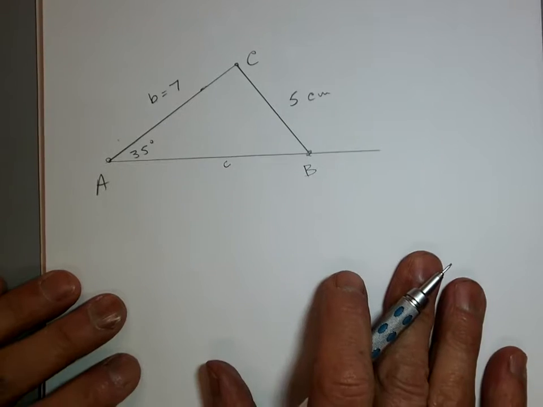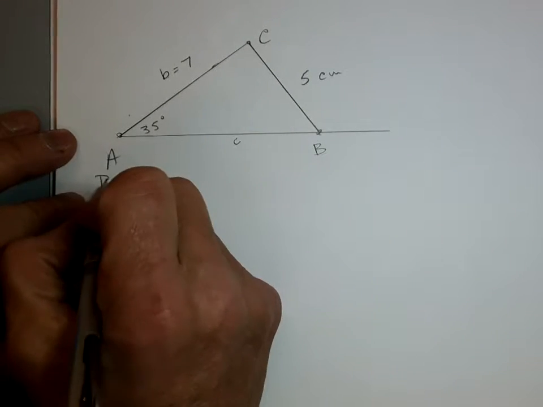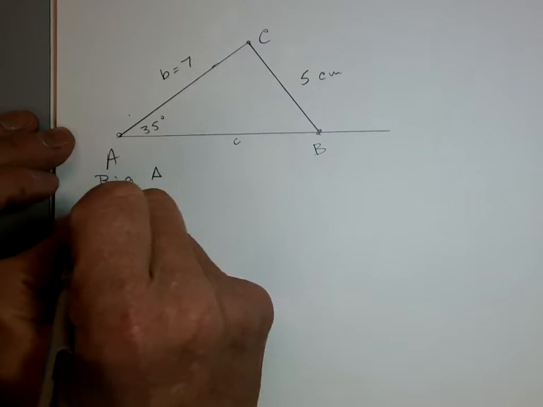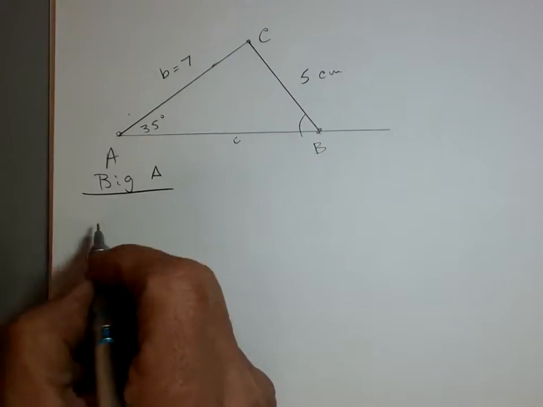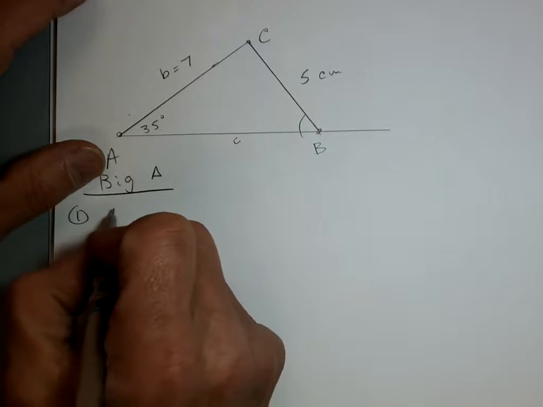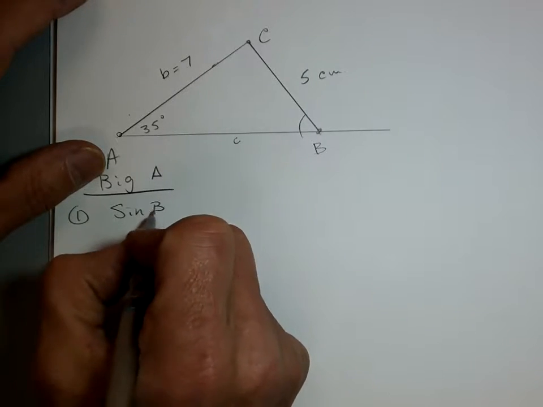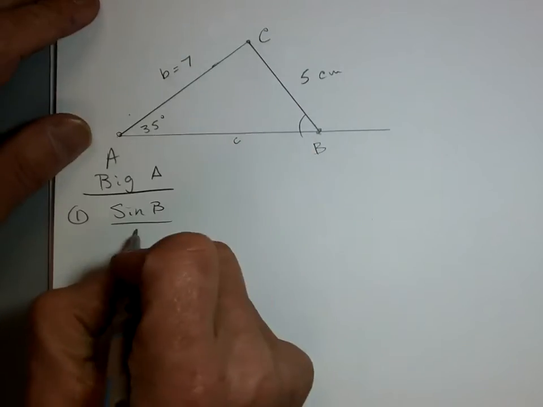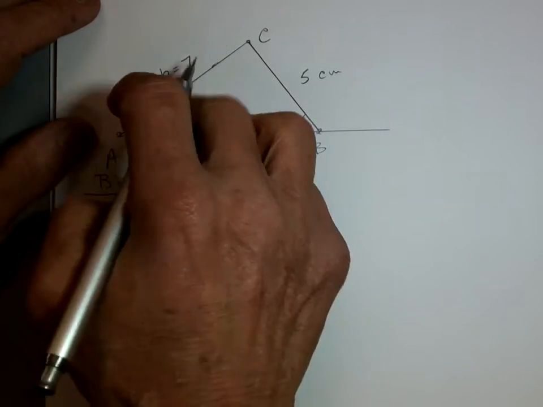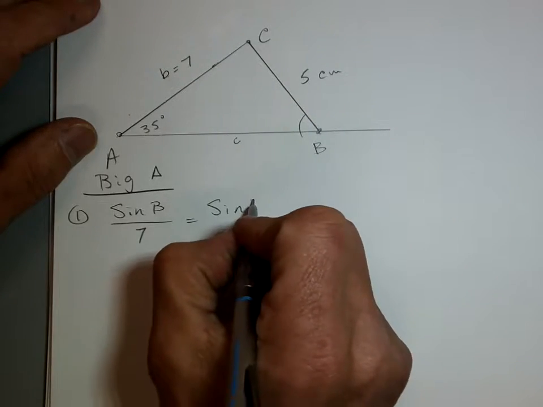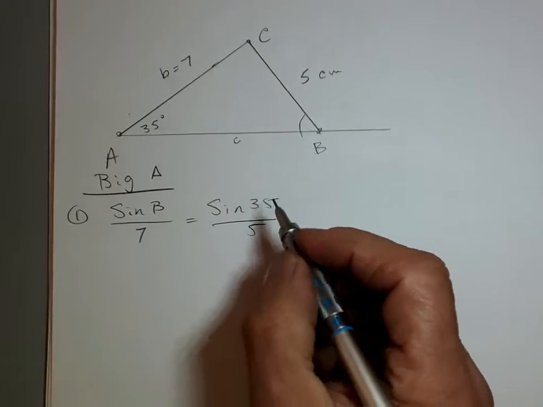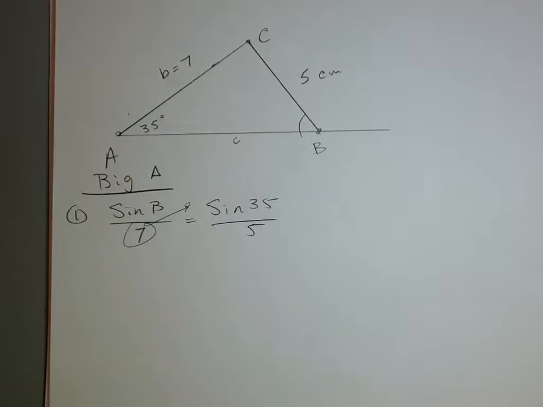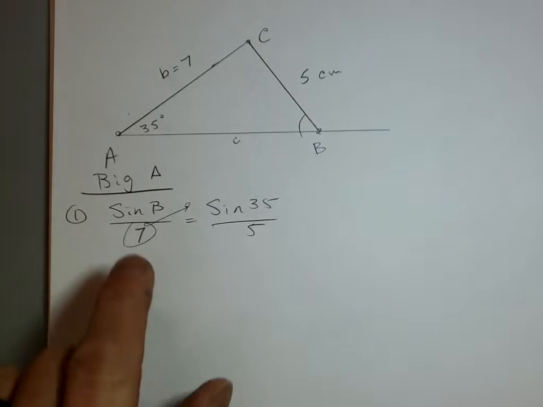Alright, step by step. So, big triangle. First thing, let's find angle B. So we'll go sine of B over its opposite, 7, equals sine of 35 over its opposite, okay? And then I'm going to multiply up the 7. I'll get a decimal, and then I'll take the sine inverse.